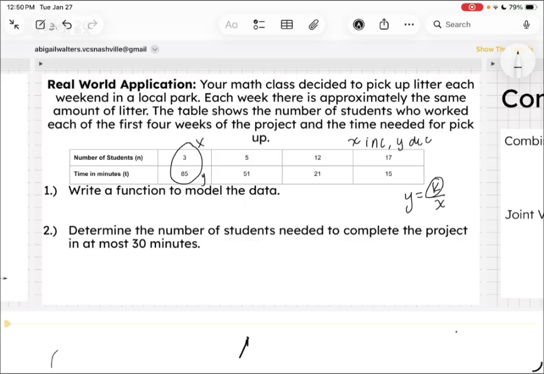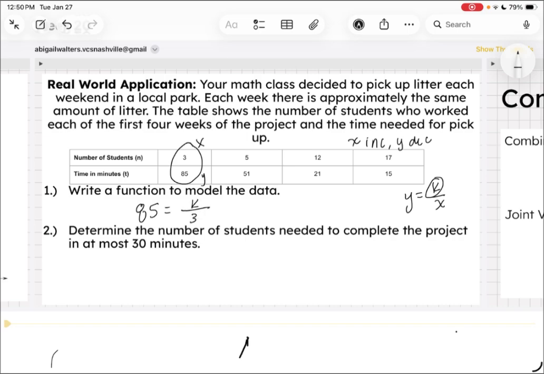Things aren't always labeled as x and y. You have to ask yourself which one is independent, which one is dependent. Okay, the time it takes to complete the job depends on the number of students. Therefore, x is the input, y is the output. Okay, so I've got 85 minutes is my output for 3 students.